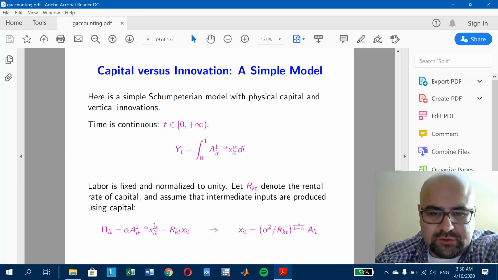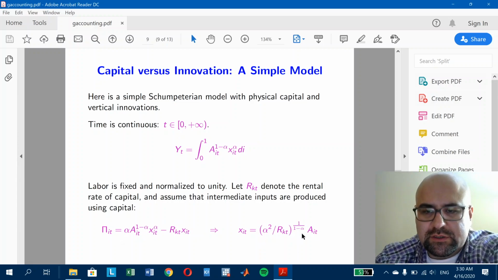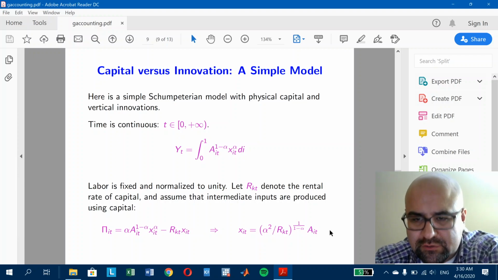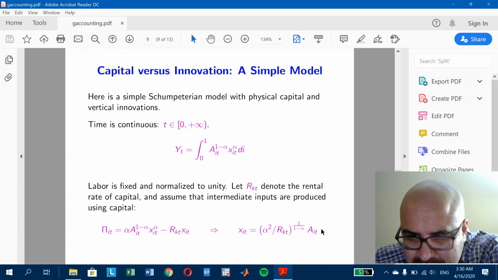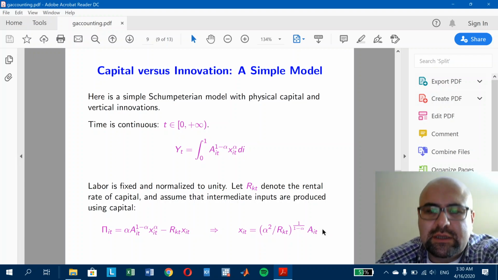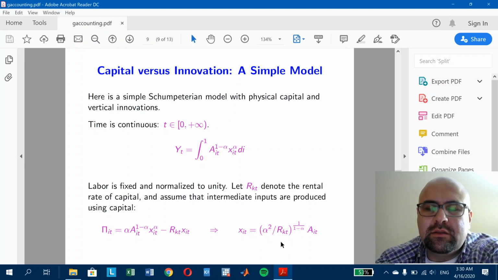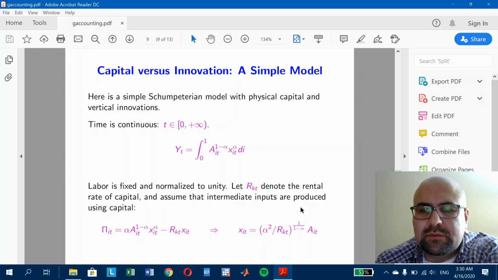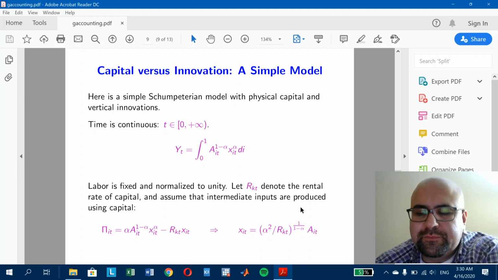We know how to solve this problem very quickly and very simply. That optimal amount is proportional to the productivity, as we discussed earlier. There is also this labor term here, but we normalize it to unity, as you know. But then this is again the inverse demand, because the optimal level will be decreasing in the rental rate, because it becomes more costly.